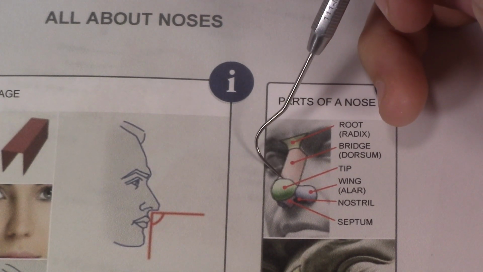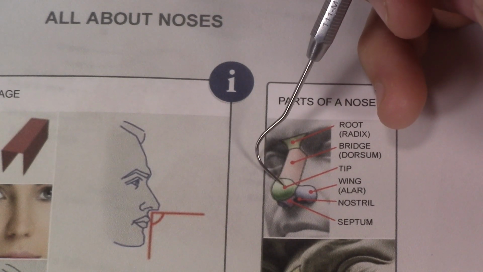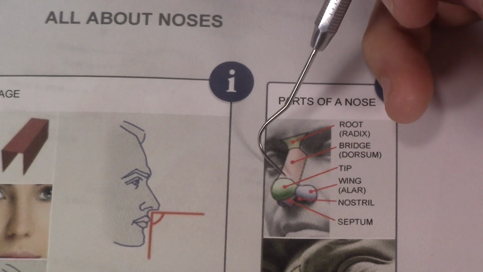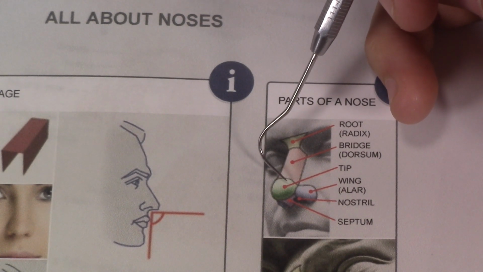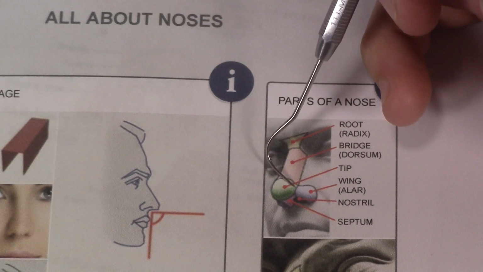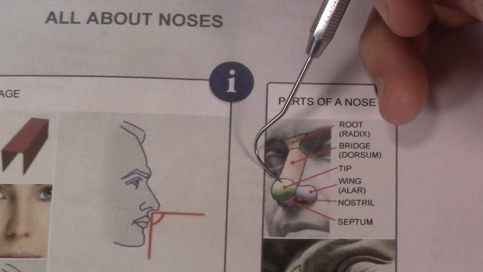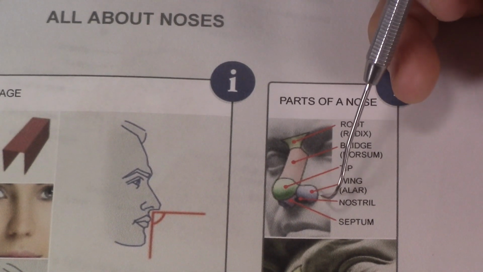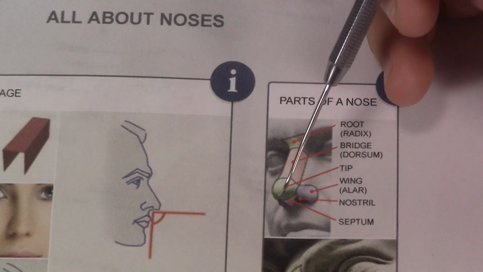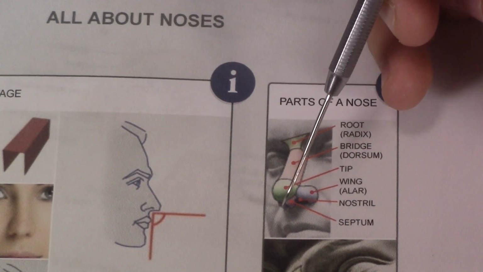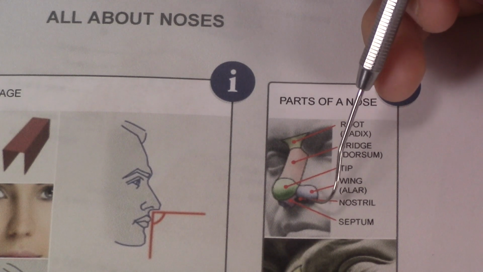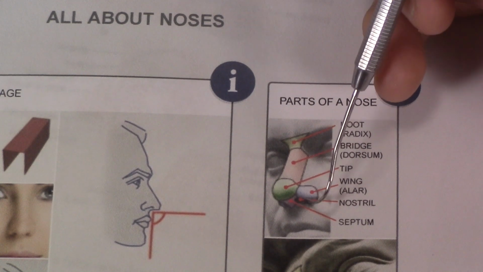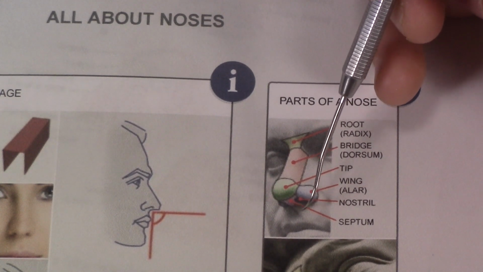And that area here, there are different shapes. Mine is really like a ball, but there are different shapes. If you put your hand on your nose, you're gonna feel that this is not a bone, this is cartilage. So this is the tip of your nose. So root, bridge, tip. And this part that goes outside is the wing. So we have two wings, one on each side. The hole that we have is the nostril. And this part here, between the nostrils, is the septum.